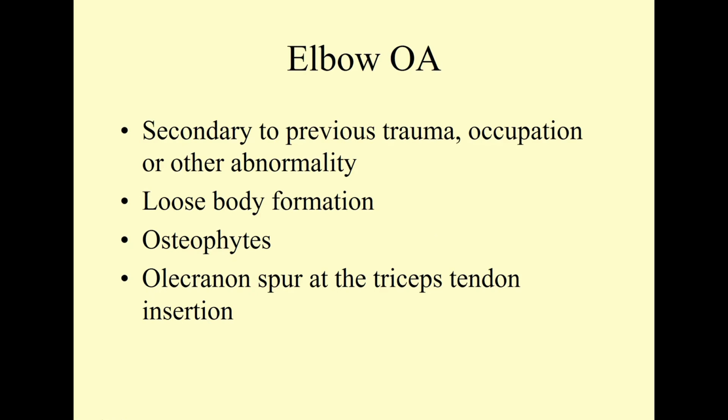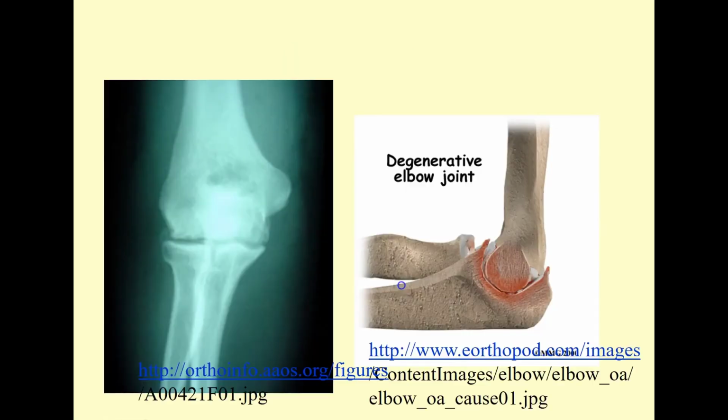Moving down to the elbow, secondary to previous trauma, almost certainly, occupation and recreational sources of injury are in play. We can again appreciate on occasion loose body formation, which does again represent the third stage of the DJD pathway. Osteophytes, spurs on the olecranon, particularly the triceps tendon insertion, all of these are the kind of features that we would expect to see in a good example of elbow DJD.